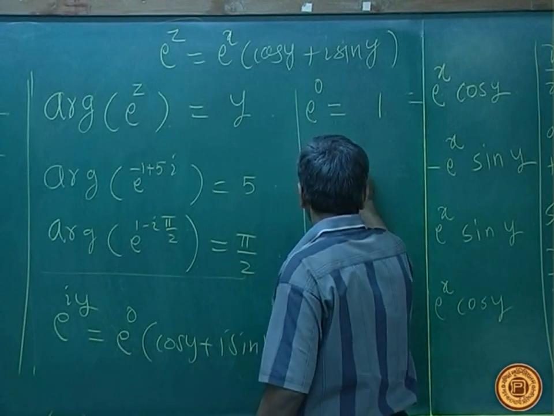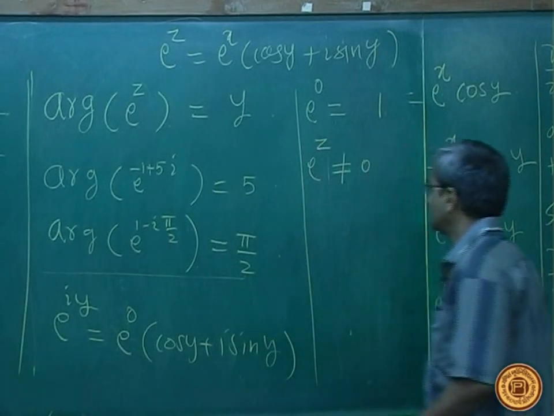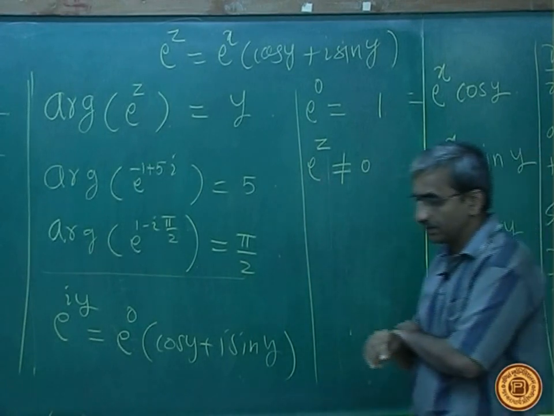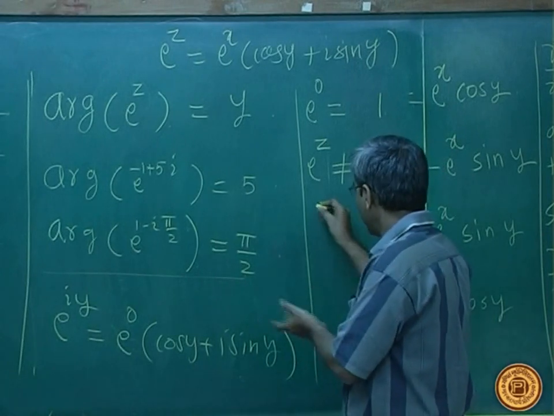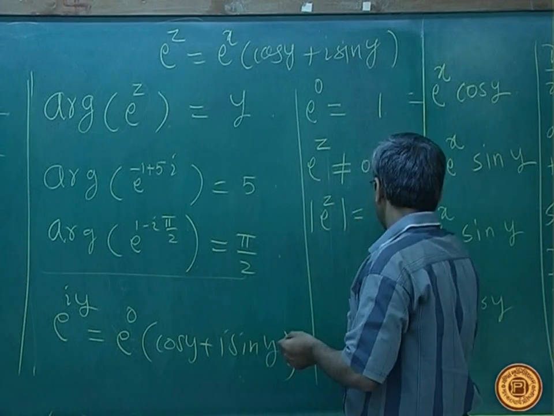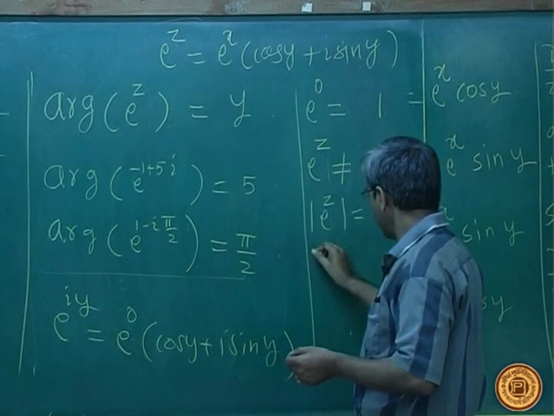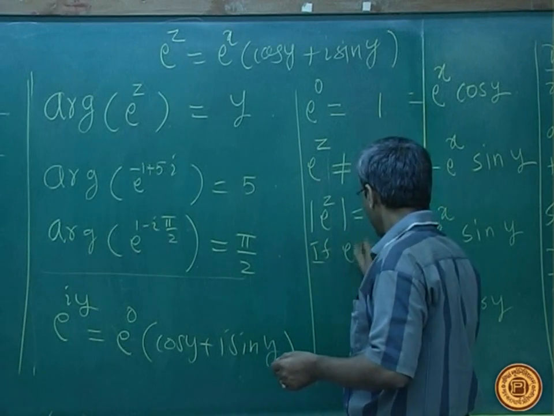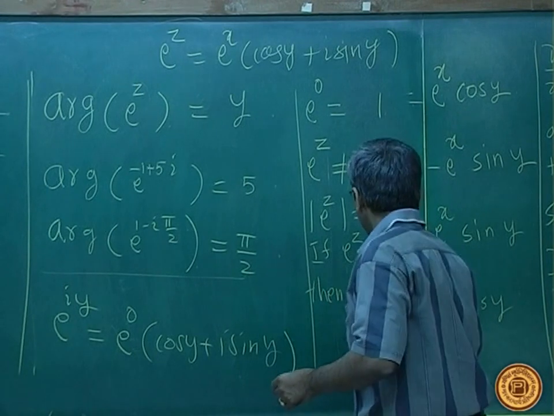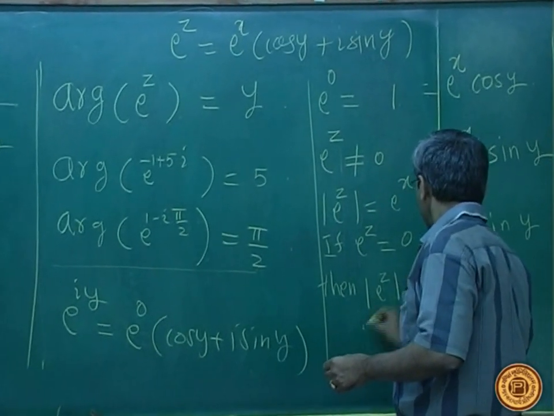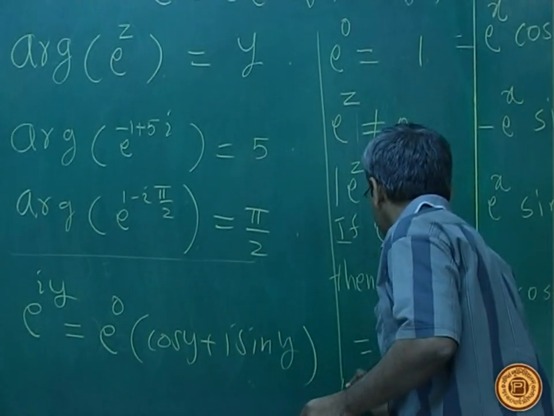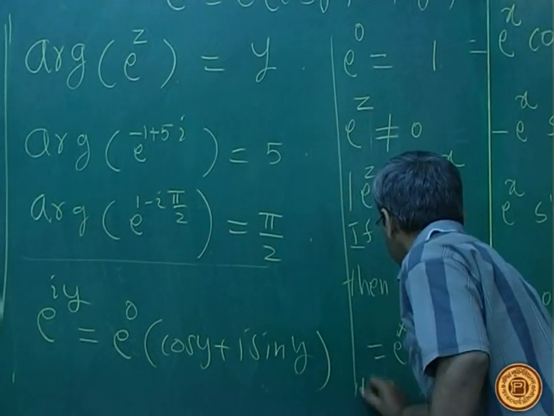E to the power z is never 0 for all z in C. Why? Simply because mod of e to the power z is e to the power x. Alright. So if e to the power z is 0, then mod of e to the power z, which is e to the power x, is 0, which is not true.